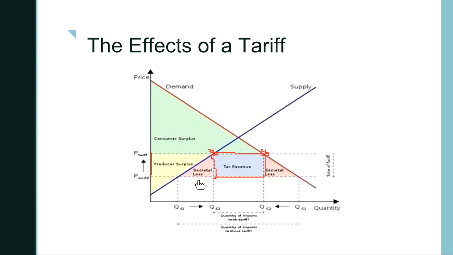And so what is the purpose of a tariff? Why would we do this if we see that we clearly have social deadweight loss and that the tax revenue and producer surplus gained isn't as much as the consumer surplus loss? Well, now we're going to go through a few reasons over the debate with trade.